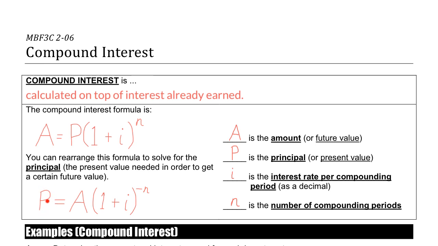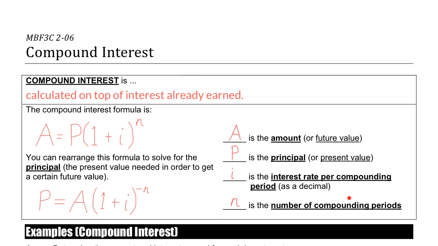So if you're using this formula, you're answering the question, how much am I going to have in my account at some future point in time? And if you're using this formula, you're calculating the present value, or how much do I need to put into my account now in order to have this amount later?